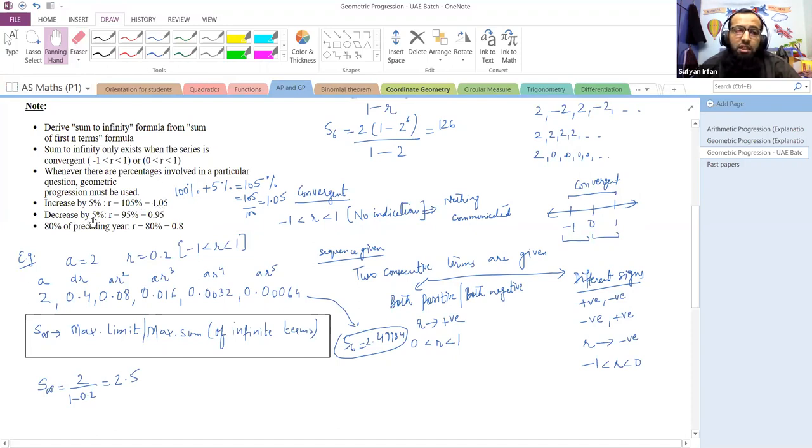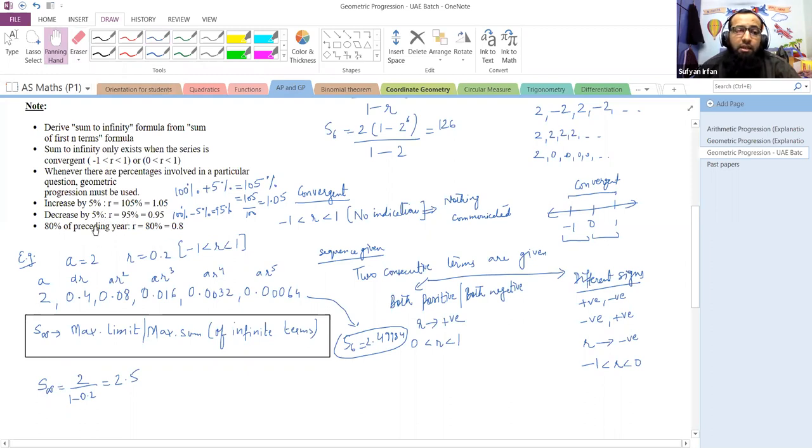And if there is a decrease by 5%, then decrease by 5% means 100% minus 5%, which would mean 95%. If the percentage is 95%, then dividing 95 by 100 gives 0.95. The increase by 5% is 1.05, the decrease by 5% is 0.95.